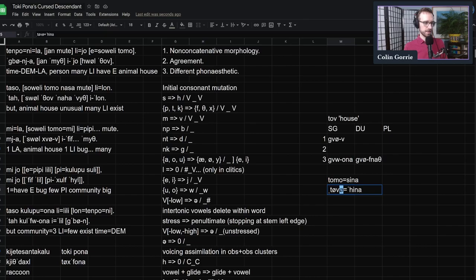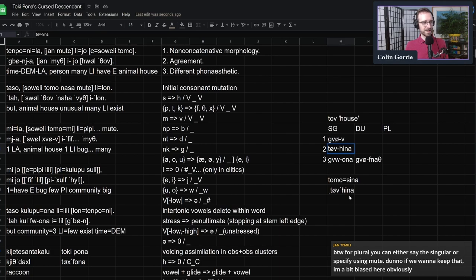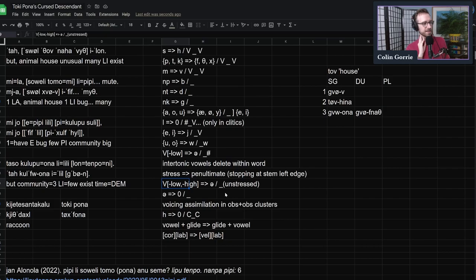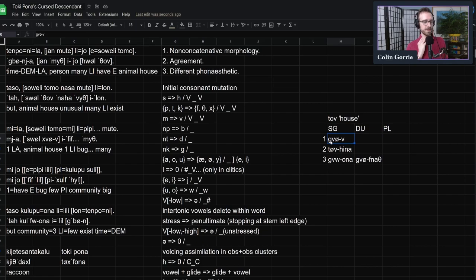the unstressed mid vowels, Tevhina, and that's it. Tevhina looks very different because we are keeping the syllables with secondary stress on them. We are not letting them fall victim to this rule where we lose the mid vowels. So Gviv is my house. Tevhina is your house. Gvona is his or her or its house.